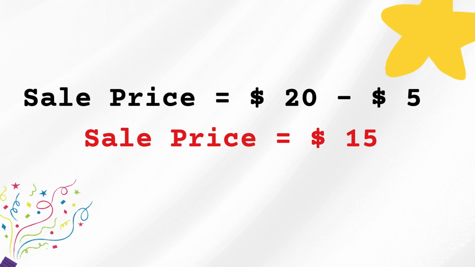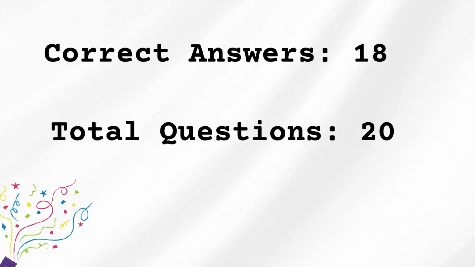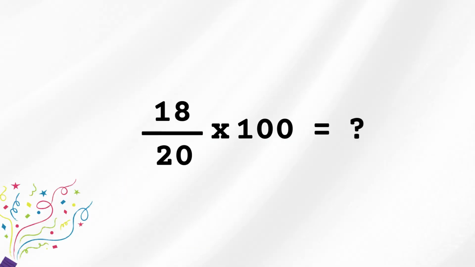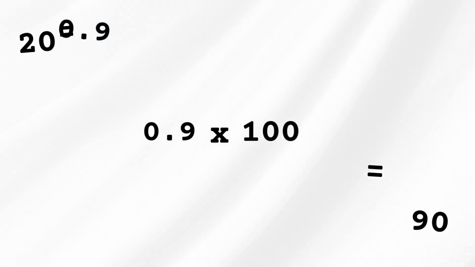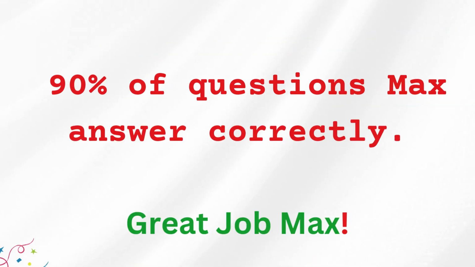Now we have one last problem to solve. Max answered 18 out of 20 questions correctly on a test. What percent of questions did Max answer correctly? To find the percentage, we need to figure out how many correct answers Max got for every 100 questions. First, we divide the number of correct answers, 18, by the total amount of questions, 20. Here's the calculation. 18 divided by 20 equals 0.9. Now we have a decimal. To convert this to a percentage, we simply multiply by 100. 0.9 times 100 is 90. Wow, Max got 90% of the questions correct.